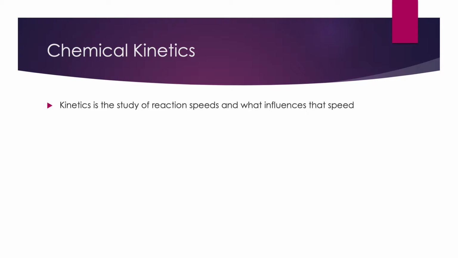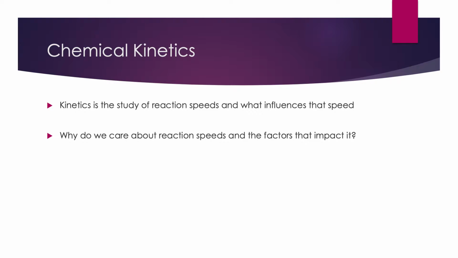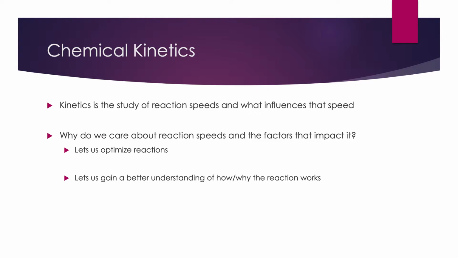So when we talk about chemical kinetics, what we're really interested in is the speed of chemical reactions, as well as what influences the speed of those reactions, like temperature or concentrations of reactants, which are the main factors that we're usually looking at. The reason we care about how fast reactions happen and what controls their speed is that it lets us optimize reactions so that we can make them happen faster and potentially more efficiently. The better we understand how a reaction works, the better we're able to do that. Kinetics also gives us a better understanding of how a reaction really takes place, and we'll take a look at that more in the lecture portion of the class when we talk about mechanisms towards the end of the kinetics chapter.